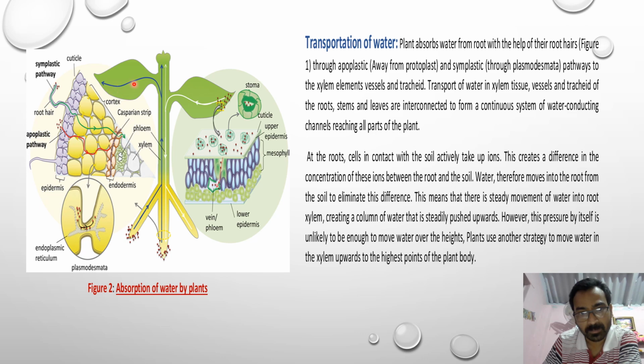xylem element of the midrib, and we know this xylem element is in continuation with the xylem element of the stem, and finally the stem xylem element is connected with the root. So finally a pool will be created due to the transpiration. To compensate the deficiency in the water concentration here, water will be pulled by the channels.